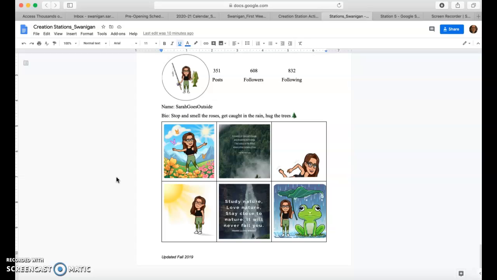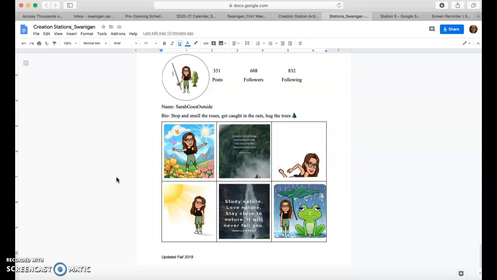So they would all have this number of posts, followers, and following. The circle would be blank. They have to draw their own profile. The name, blank, bio, blank. They have to write in their own for that. And then 6 pictures. I told them that they can do pictures or quotes, so I did both.